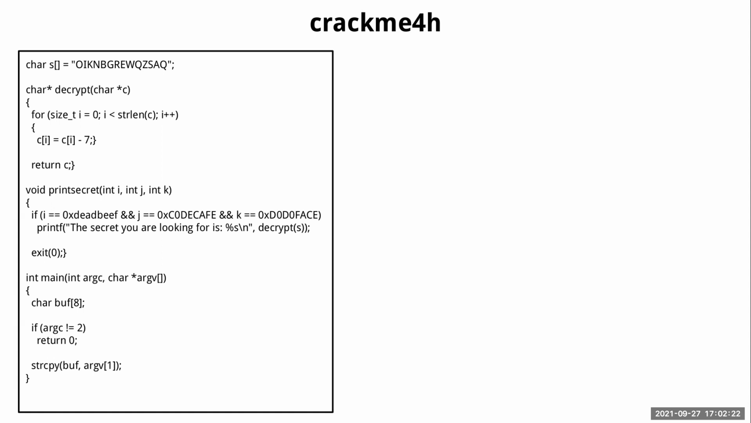So this is the source code, and you didn't have access to the source code in the homework. First, there is a global variable, which is just a random string I put there. Then there is a decrypt function to decrypt any string you give it. Then there is print_secret, which checks 3 arguments on the stack. If all 3 of them match, then it will decrypt and print out. Otherwise, it will just exit here.